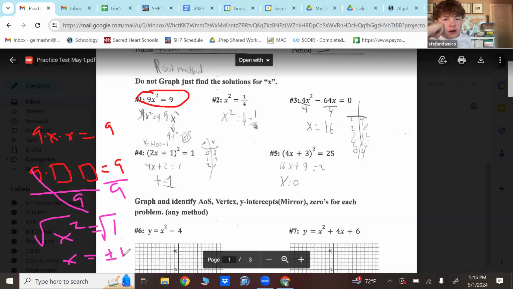I just need to know how to do the root method. That's the one method I really need to know. Right, and you just square root. That's the one thing we need to practice today, because that's the one thing that's really going to be on the test. Right. So let's try it again.